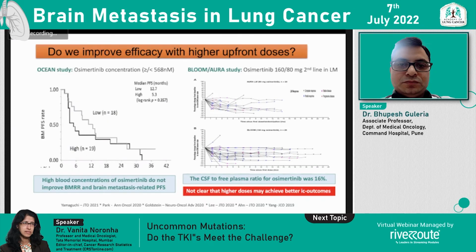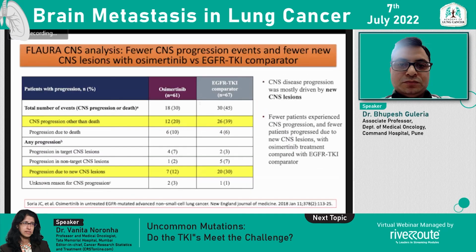So once we started getting good response, we thought, possibly, can we increase the efficacy by giving upfront higher doses? So we evaluated osimertinib in the OCEAN trial. We evaluated the blood concentration of the osimertinib, and we found that the higher blood concentration of the osimertinib does not convert into improved response rates in the brain metastasis or brain metastasis related PFS. The drug was also compared as a double dose, that is 160 milligram versus 80 milligram, and there was no clear evidence that the higher doses may achieve better intracranial outcomes.